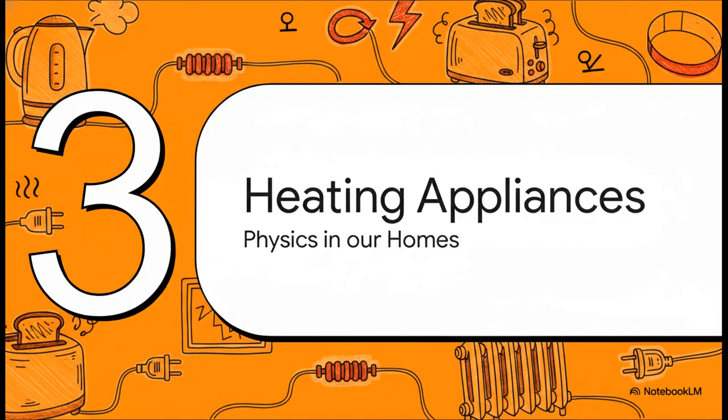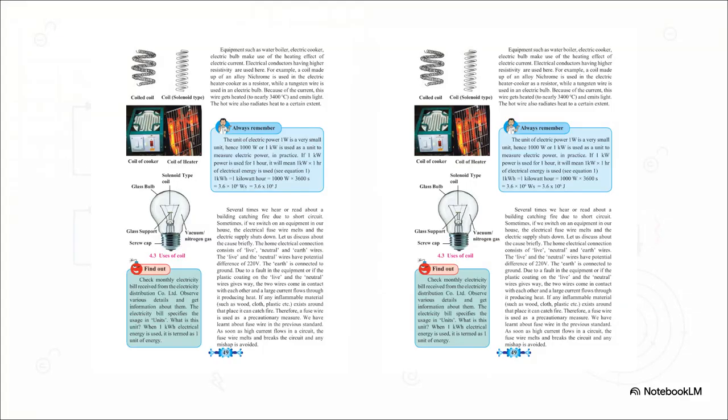Moving on to Section 3, heating appliances and units, physics in our homes. Okay, so now that we've totally mastered the theory, how do we actually use this heating effect to our advantage in daily life? Let's compare the equipment shown here. Things like water boilers and electric cookers need to generate a massive amount of heat. So, on the left, we use electrical conductors with much higher resistivity, like a coil made of an alloy called nichrome. That high resistance intentionally generates the heat we need to cook our food.